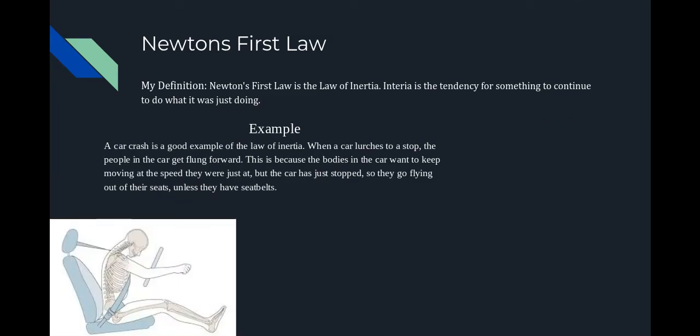Newton's first law. My definition of the first law is that it's the law of inertia. Inertia is the tendency for something to continue doing what it was just doing. An example is a car crash. When a car lurches to a stop, the people in the car get flung forward. This is because the bodies in the car want to keep moving at the same speed they were just at. But the car stopped, so they go flying out of their seats, unless they have seatbelts.